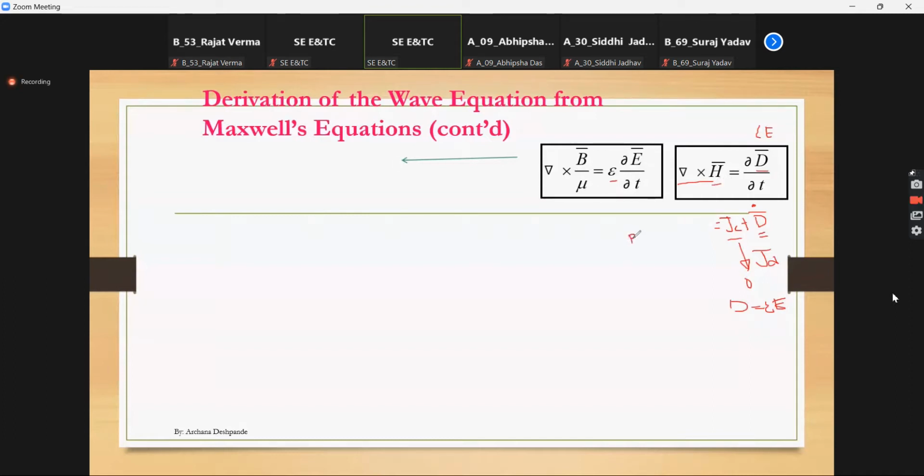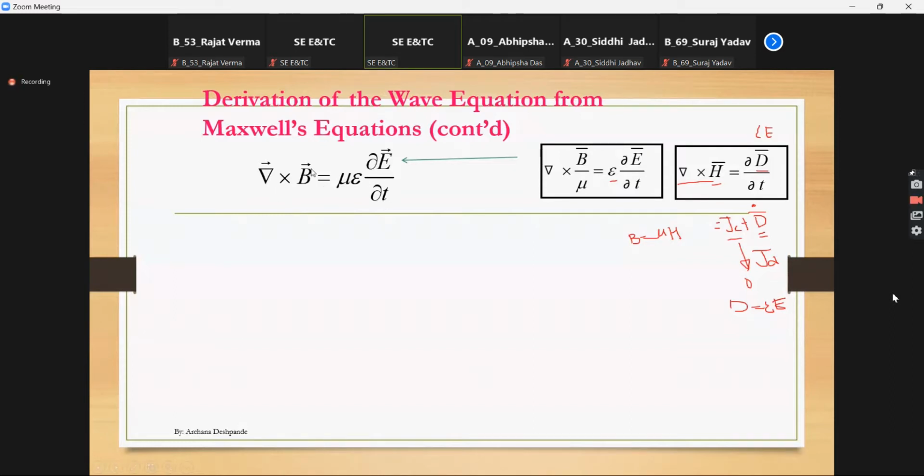You know B is going to be mu into H. Okay, but I want the equation of curl of B. I have curl of H. Therefore, H is expressed here in terms of B, which is B upon mu. So therefore, what I have here is curl of B, where this mu goes on the right hand side. So it is mu epsilon dabba by dabba T of E.